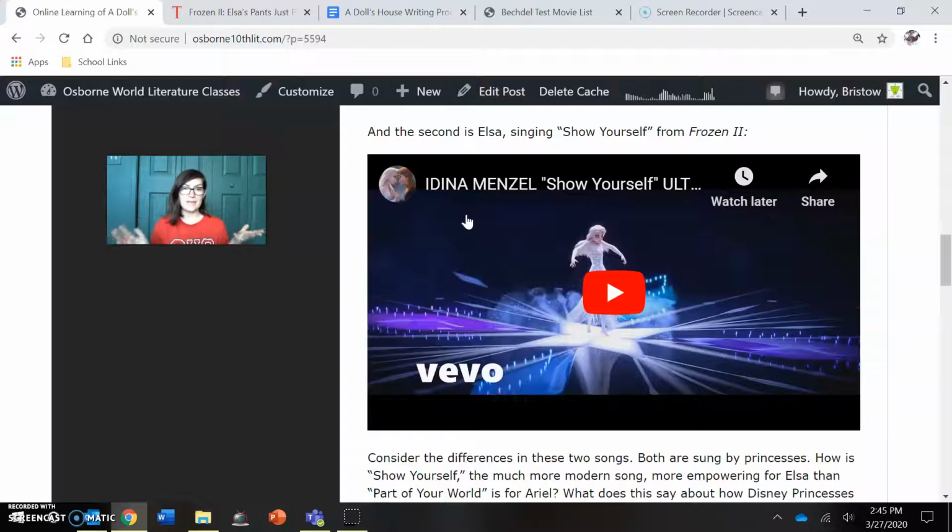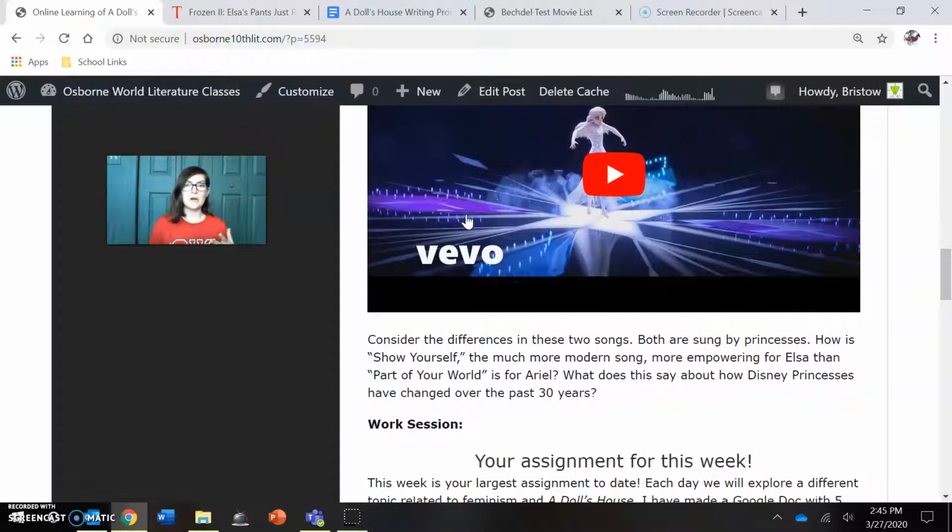So 30 years separating these two movies, and I want you to look at both songs and consider how they're different, how Show Yourself, which is a much more modern song, is much more empowering for Elsa than Part of Your World is for Ariel. And just take some time to think about how Disney princesses have changed from 1989 to 2019, or even within the past decade. If you look at, for example, Tangled came out in 2010, and Rapunzel was not a very strong heroine in that movie. She kind of needed other people to drag her through the story, versus Moana came out in 2016, and the entire movie was carried by Moana. It had like two stars, and Moana did everything with no romantic subplot.